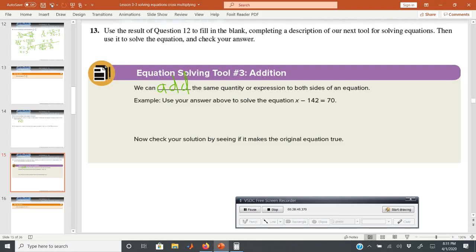So use your answer to solve the equation. X minus 142 equals 70. Well, we know if we're going to find a number that we're going to subtract 142, the answer is going to be 70. We can find that number by adding 142 and 70. And that's actually what we're doing here. We're adding 142 to both sides of the equation.